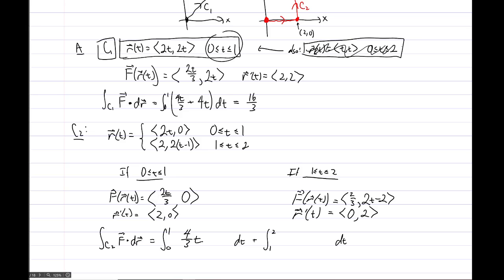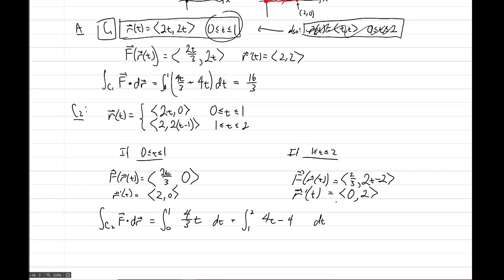Oh, that's a lot more space than we really needed. Let's just push things over here. Then over in this space, we need to dot these two vectors together. Fortunately, 0 times 2/3 doesn't give us anything, and then 2 times 2t minus 2 will give us 4t minus 4. Now let's go through our integrations here.